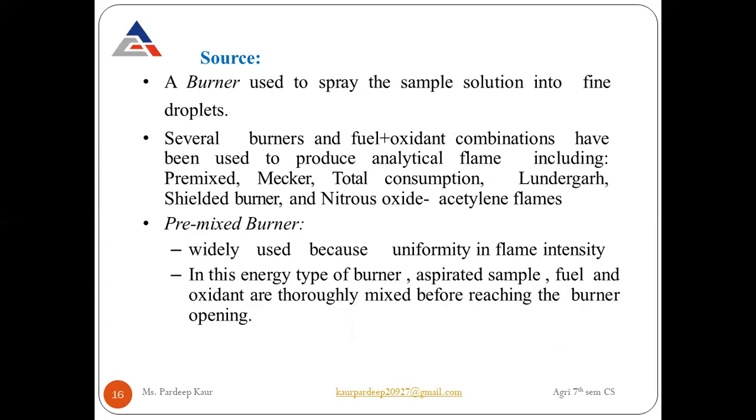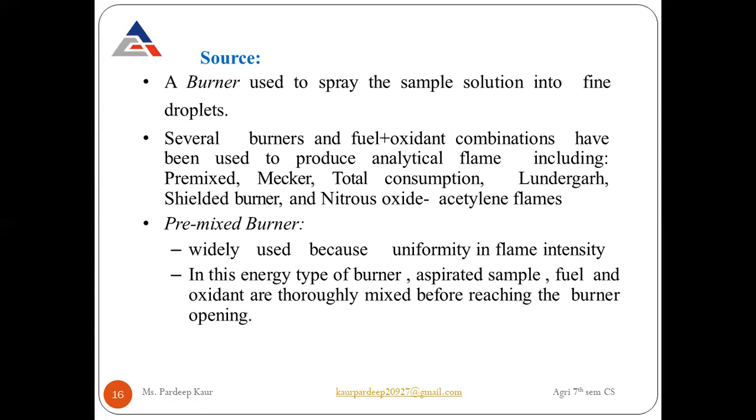And after that, the second component of the flame photometer is the source. So what is the source in the flame photometer and what are its functions? A burner is used to spray the sample solution into fine droplets. Several burners and fuel plus oxidant combinations have been used that produce an analytical flame, including pre-mixed, Meker, total consumption, Lundegardh, shielded burner, and nitrous oxide acetylene flame.